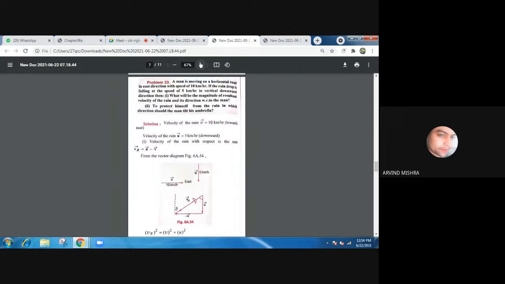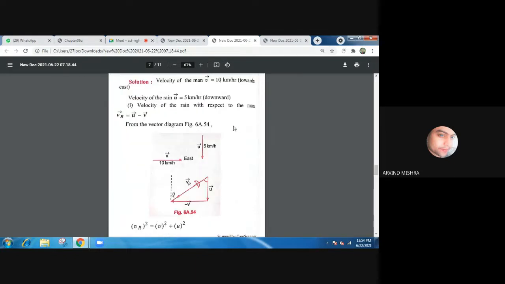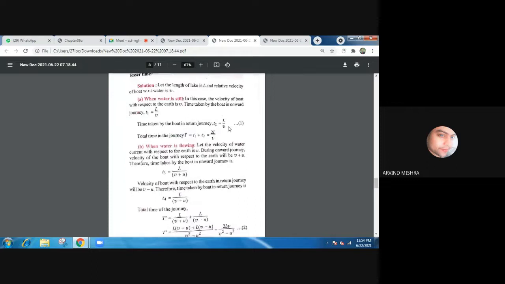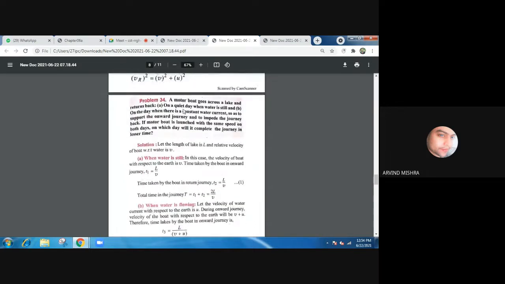So kindly go and apply yourself once again. This type of word problem you have already done in your previous classes. What do you mean by still water? Still water means the river is not flowing. And what will happen once the river is flowing? You will say, sir, I will use the concept of relative velocity, because you are supposed to cross the river and the river is flowing.